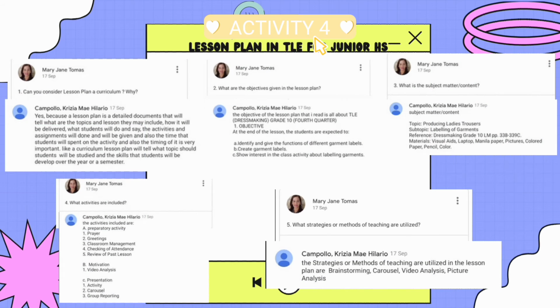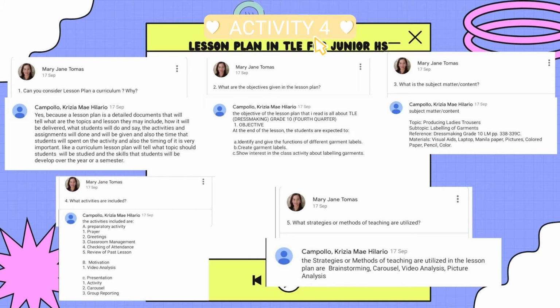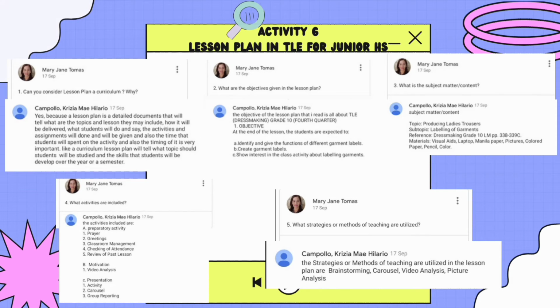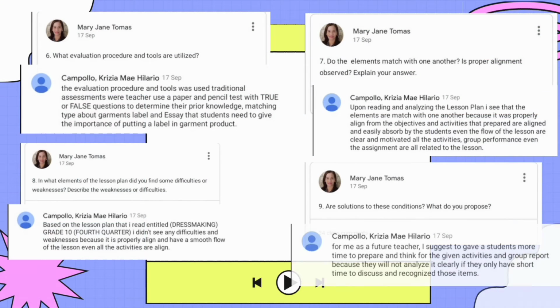Activity 4. It has a direction that I need to provide a lesson plan in TLE for junior high school and analyze the lesson plan to answer some questions. After analyzing the lesson plan, the questions are already posted, and they are composed of 9 questions that will determine if the lesson plan picked by the students was really analyzed and understood well. Those questions will test the observation of every student.